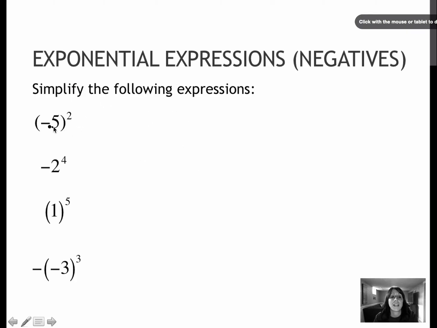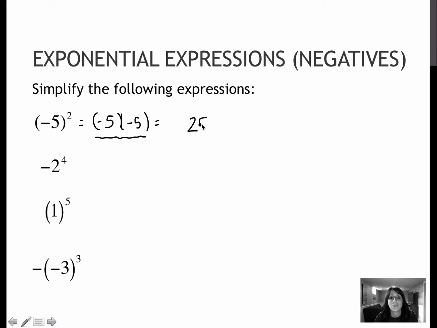For the first, I have (-5) squared. Again, that means the -5 is being squared. So essentially, it's -5 times -5. This is not a necessary step; I don't have to write this out. But -5 times -5 is +25, and that's my answer.